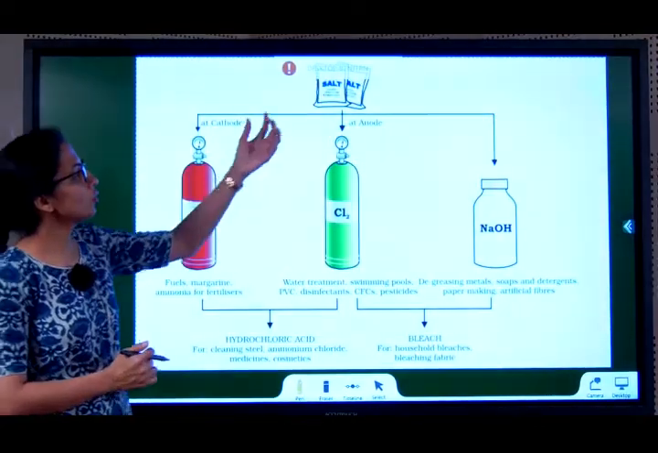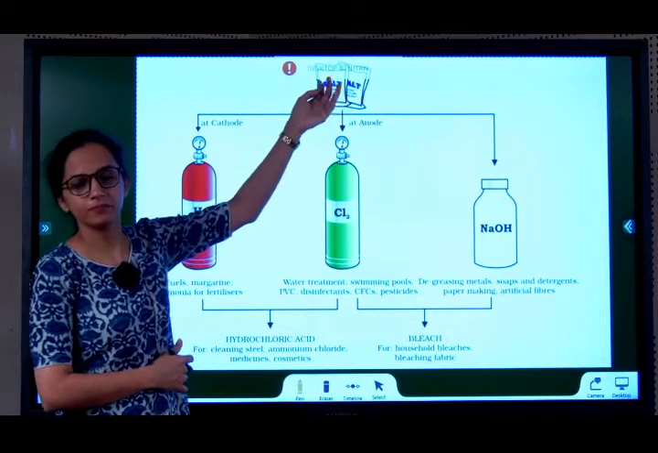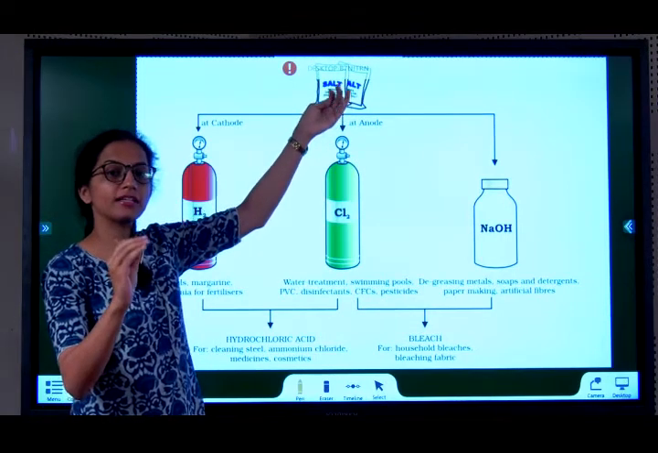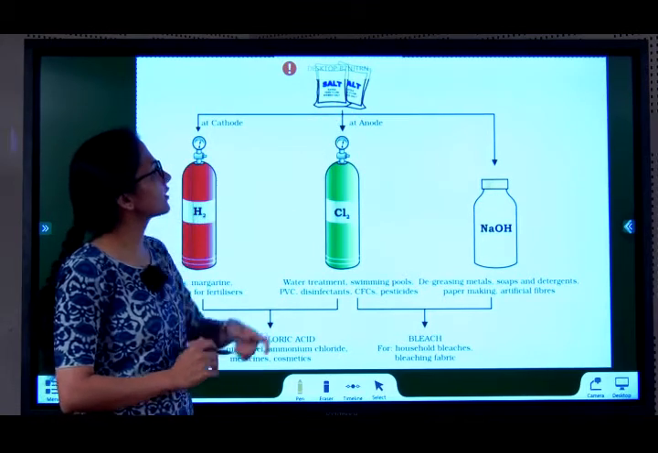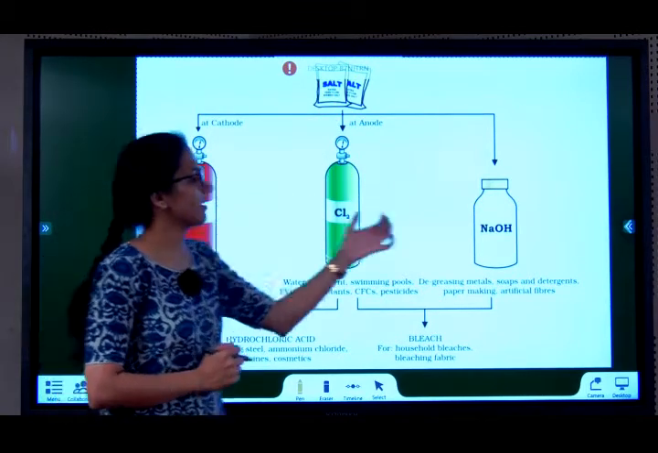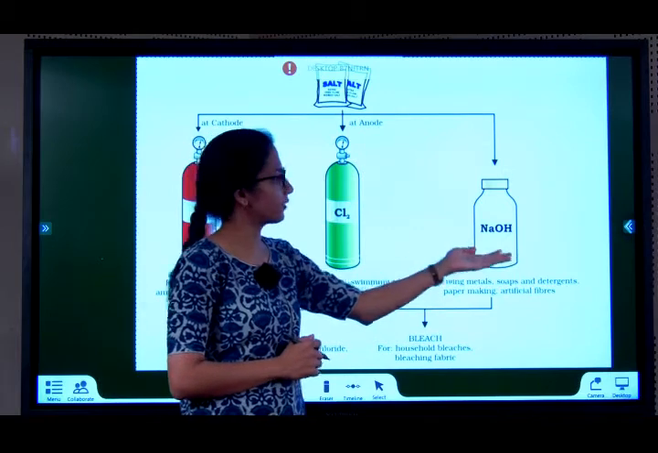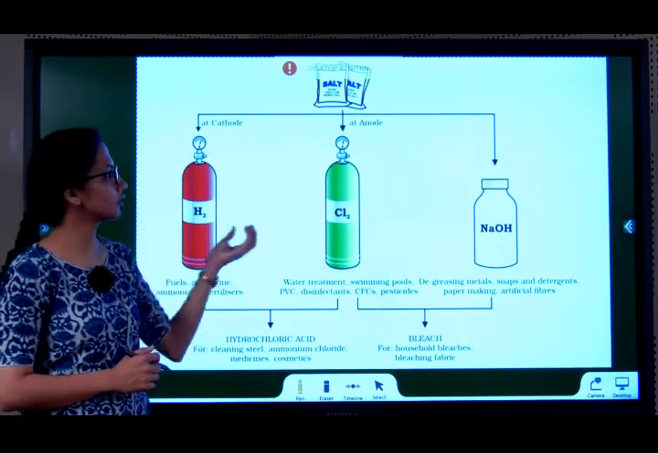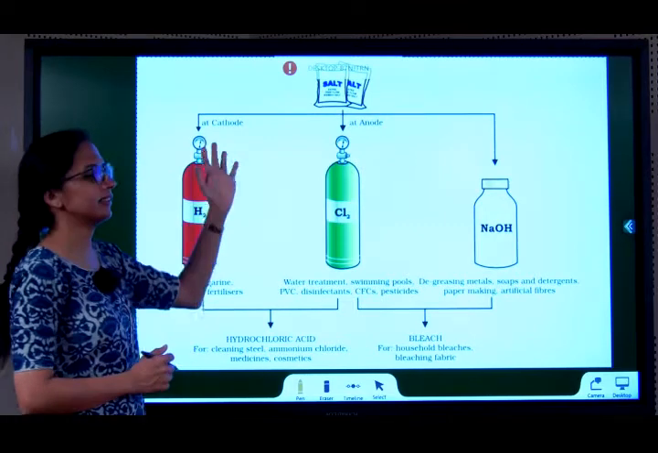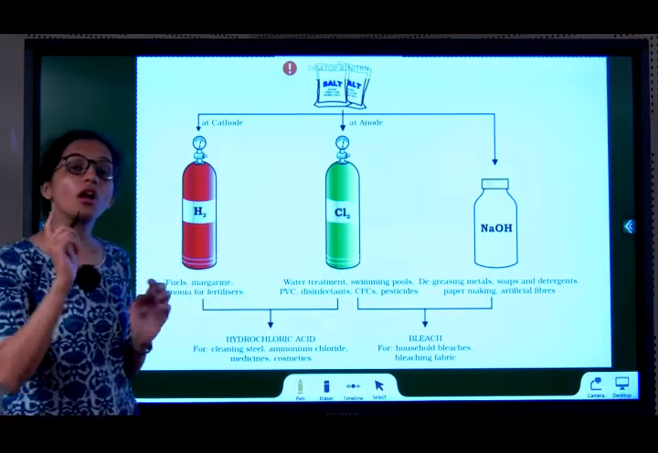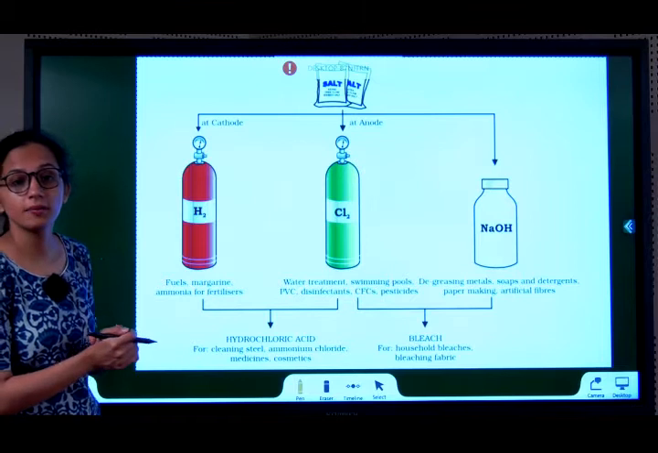So now what did we do? We took NaCl, brine solution, we took NaCl aqueous state, we took a solution of NaCl, we passed electricity through it, we got NaOH, that was caustic soda, along with the liberation of hydrogen gas and chlorine gas. Chlorine gas was liberated at the anode, hydrogen gas was liberated at the cathode. This much we already know. What are the uses of these products?